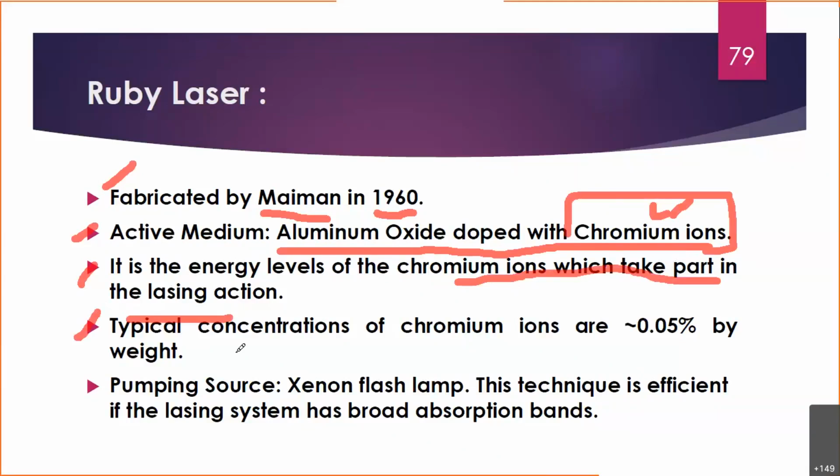Next, how much chromium are we going to mix with this Al2O3? It's very little, only 0.05% we are going to mix with the aluminum oxide Al2O3. Only this much amount itself will be able to generate the laser light from this system.